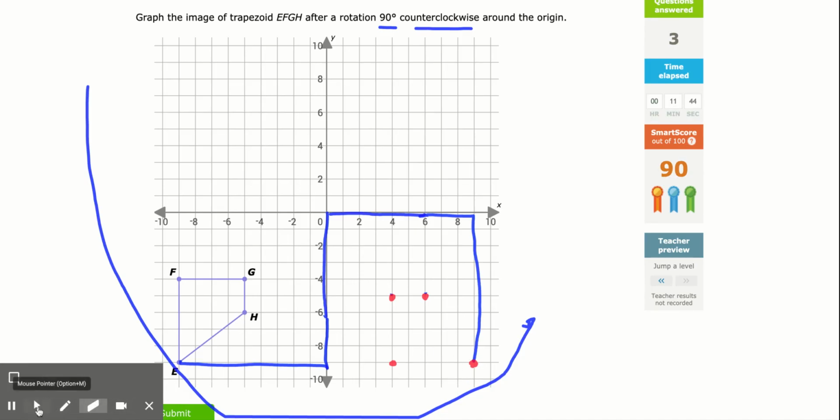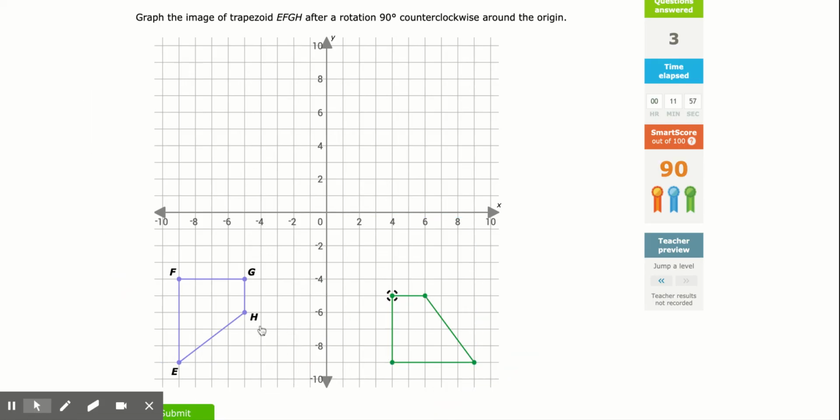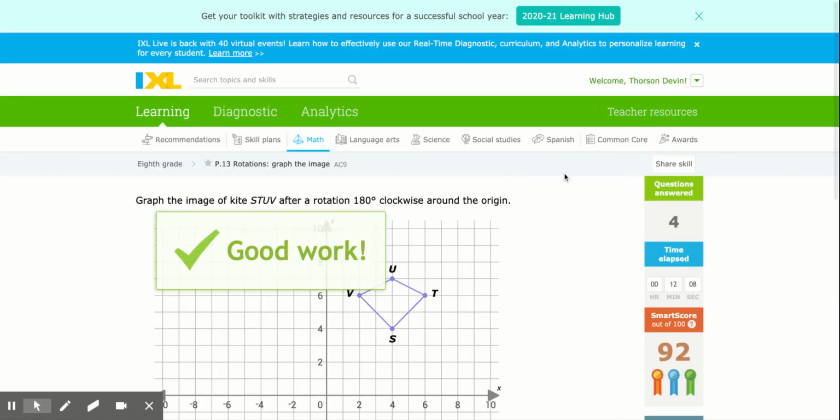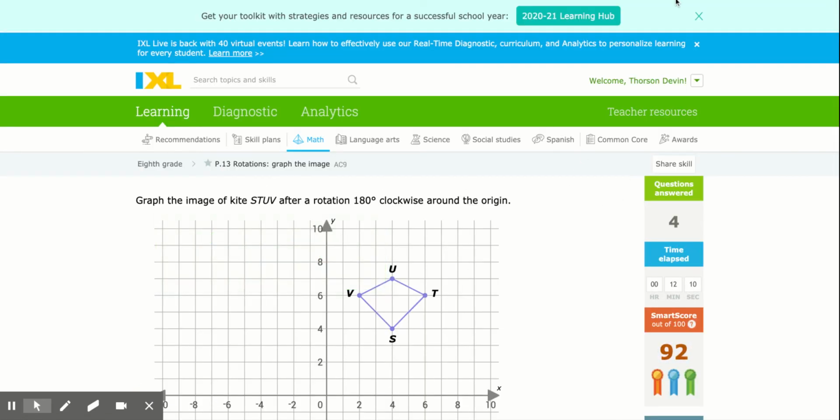And so now I grab my pointer and I put in my 3 points. Oops, 4 points. There we go. And that is now the rotated image of that 90 degrees counterclockwise. And if you end up having any issues with this, please do be brave enough to ask, and I will help you.